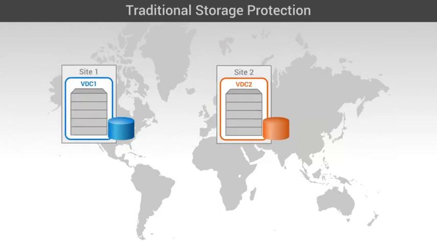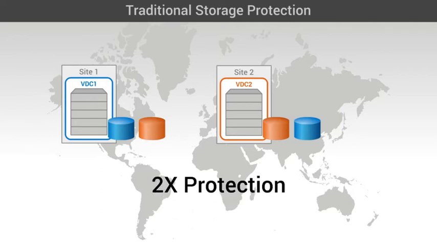Let's start by discussing traditional data storage protection and defining some of its characteristics. First, it's a general practice in the storage industry to protect production data by keeping a second copy of that data in an off-site location. This doubles the storage cost factor, also known as 2 times protection.